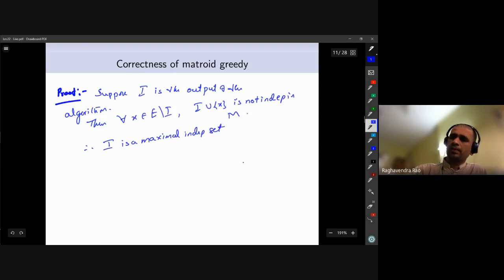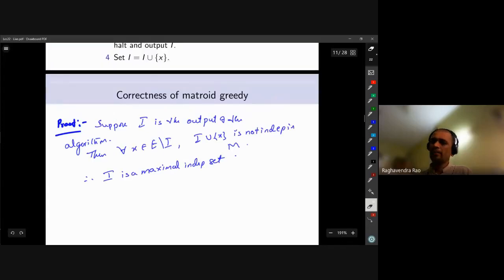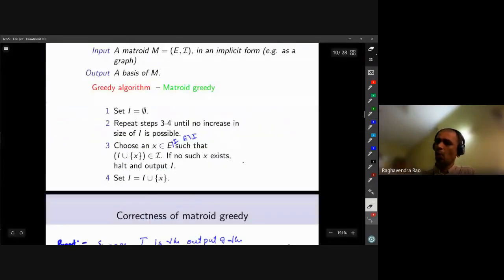Therefore, it is a basis, of course. There's nothing else to prove, right? If you look at the algorithm, when will the algorithm output I? It halts and outputs only when there's no possibility of adding another element. What is the guarantee? You start with the empty set. Empty set is in I.